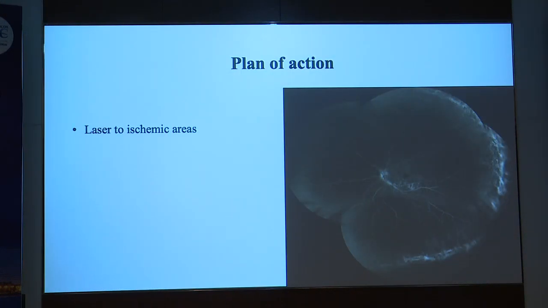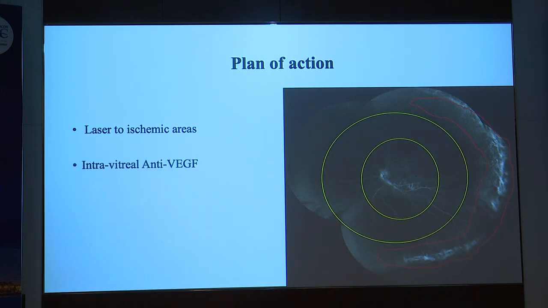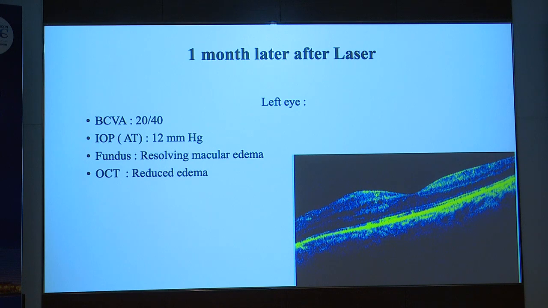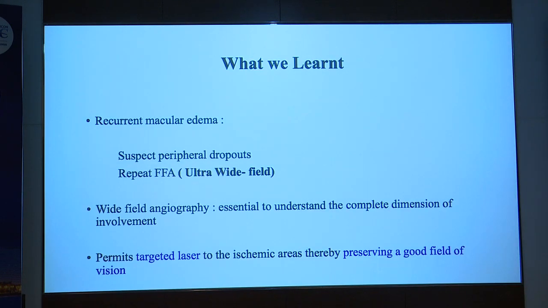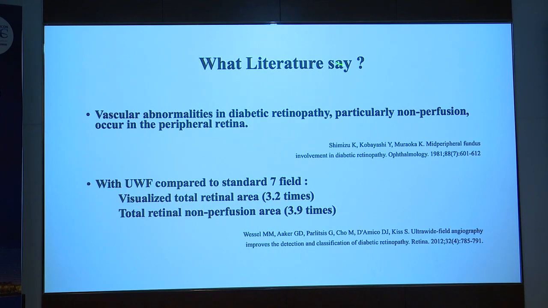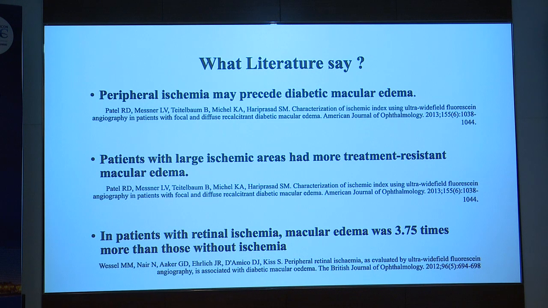You can see the dropout even in the periphery. So we decided that we should target these areas as well, to treat beyond, much beyond the equator. We treated it with a targeted peripheral laser only, not the sectorial laser which was done earlier, and we could get a resolution of the edema. This is what we learned. We went to the literature, which says that vascular abnormalities in diabetic retinopathies are quite beyond the equator and need treatment, and therefore UWF will help you in picking up these areas. This is what literature always told us, but we never bothered about it.